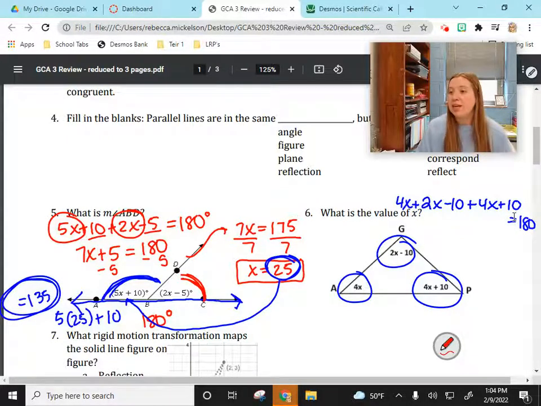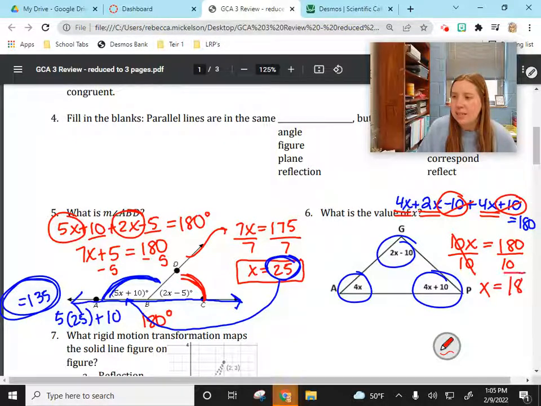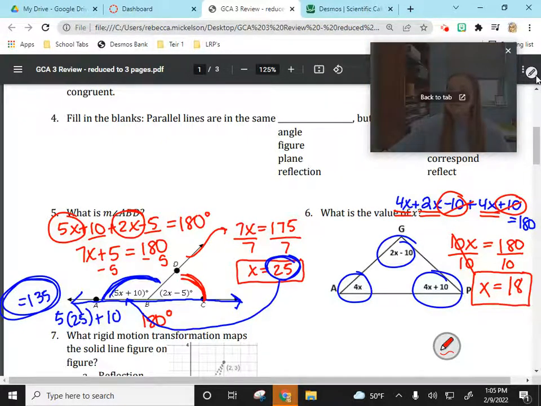So now it's just an exercise again of combining our like terms. We have a 4x, a 2x, and a 4x. If we add them all together, that's going to give us 10x's. We've got a minus 10 and a plus 10 that are going to cancel each other out. So we have 10x equals 180. I'll divide both sides by 10, and we will get x equals 18. And we were really trying to solve for x that time, so all is well in the world. x equals 18.